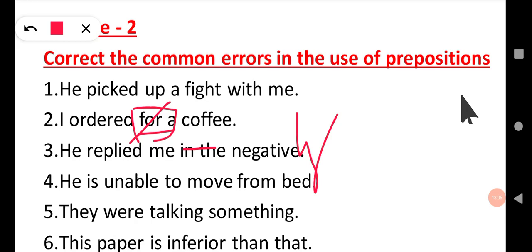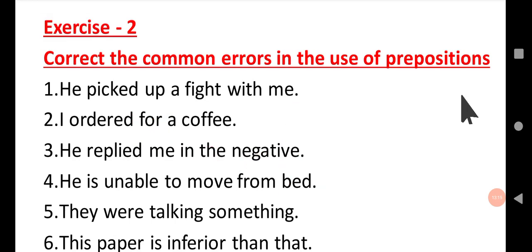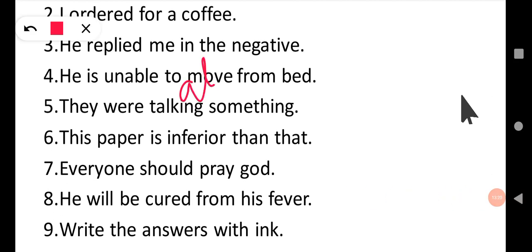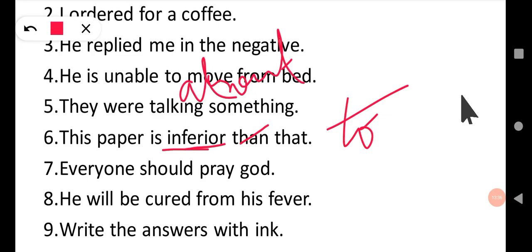Next one, he is unable to move from the bed. He is unable to move away from the bed. Okay, next one, they were talking something. Talking what? Talking about something or about someone, right? Next one, this paper is inferior than. Remember, inferior and superior, senior, junior are followed by to, not than. So inferior to that. Next, everyone should pray God. Everyone should pray to God.